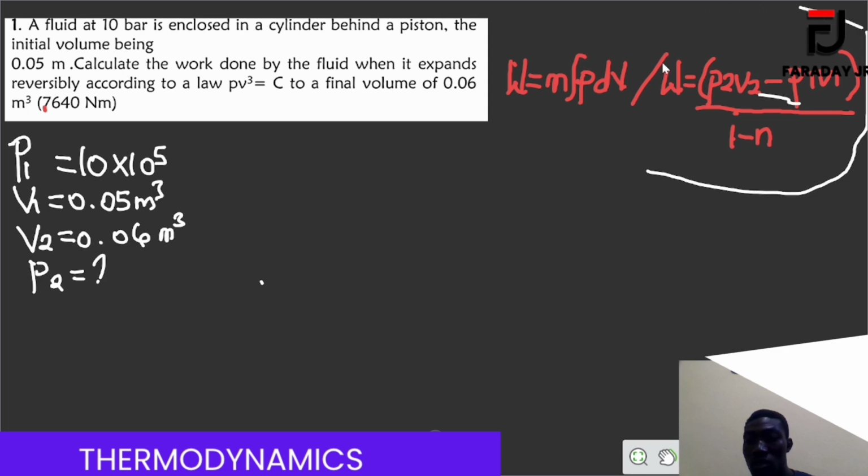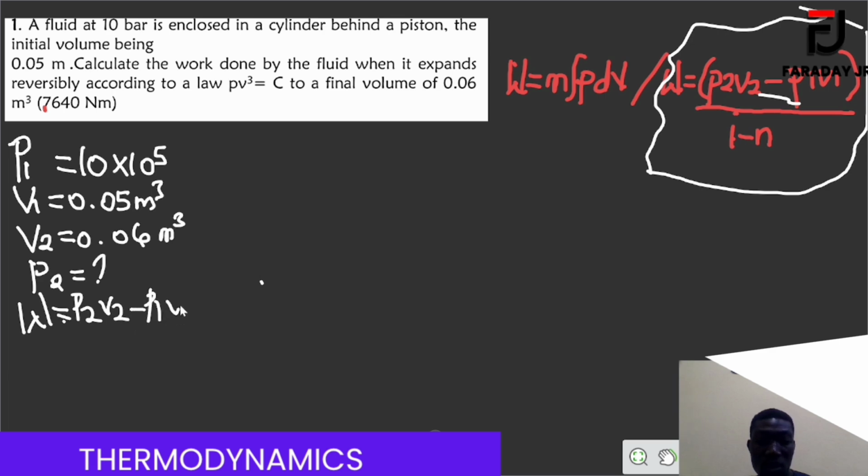The whole of this one here, we're going to use it to solve it. So let's start. Now my work is equal to P2 V2 minus P1 V1 over 1 minus n. Now let me divide this into two so that I can make it simple. I know my V2, I know my P1, I know my V1. But looking at P2 here, we weren't given it. Then we're given 1 minus n.